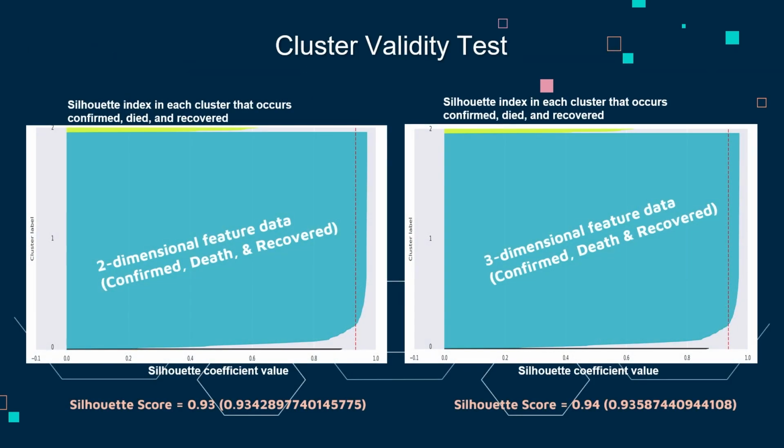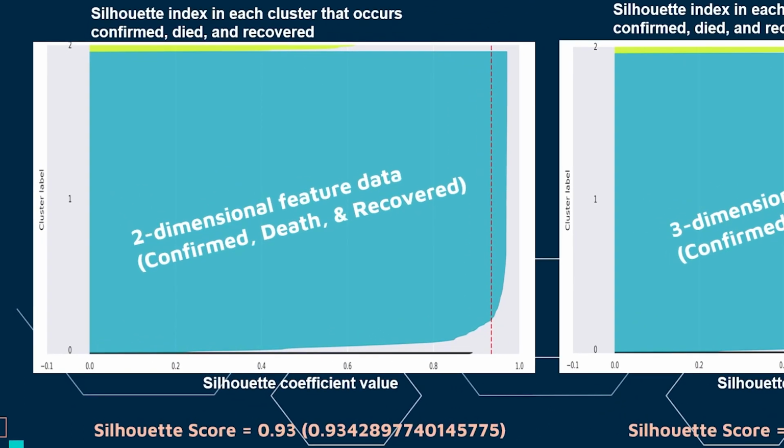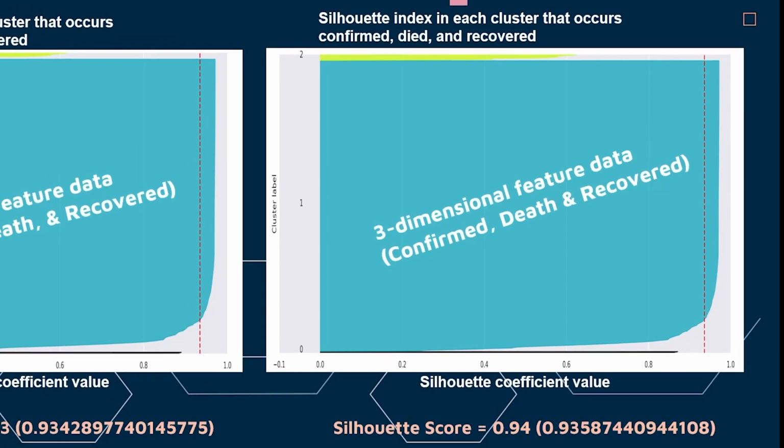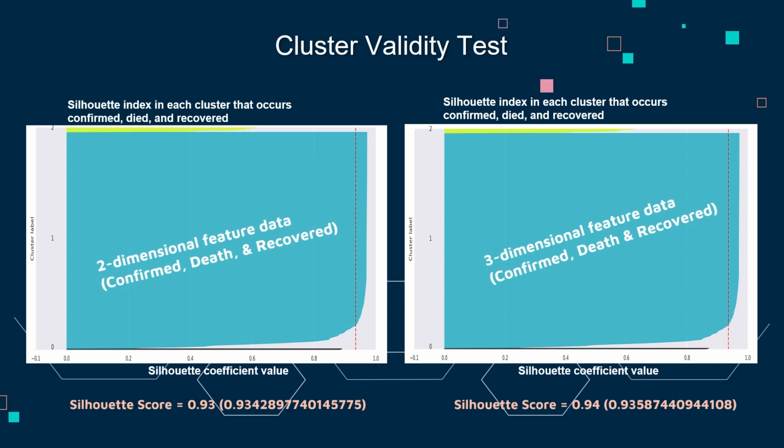Cluster validity test. Silhouette index in each cluster that occurs confirmed, died, and recovered. Silhouette score equals 0.93, 0.9342897740145775. And silhouette index in each cluster that occurs confirmed, died, and recovered. Silhouette score equals 0.94, 0.93587440944108.